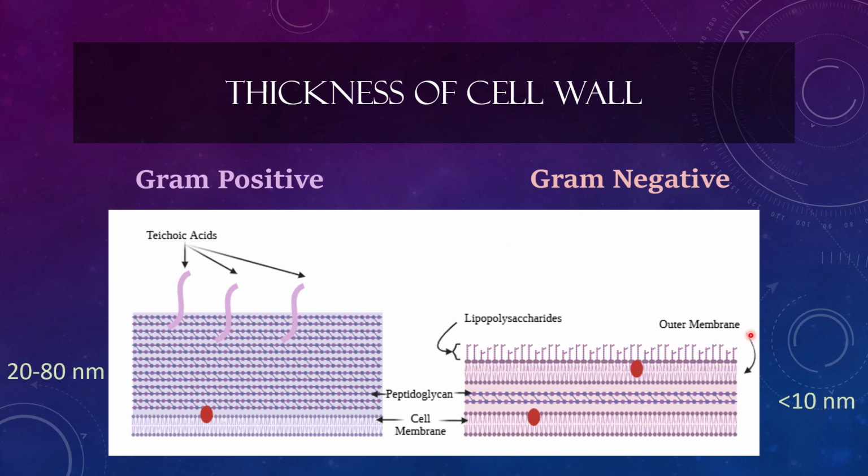Another difference that is observed is that gram-positive bacteria have these anionic glycopolymers called teichoic acids in their cell walls that gram-negative bacteria don't have.